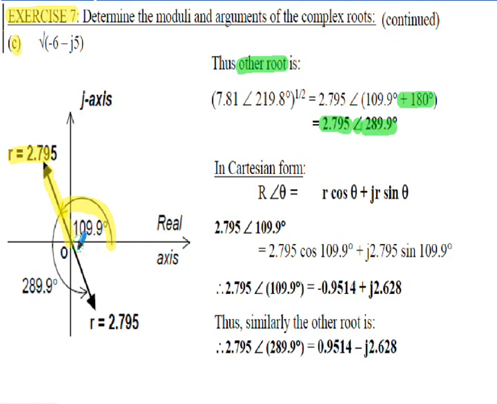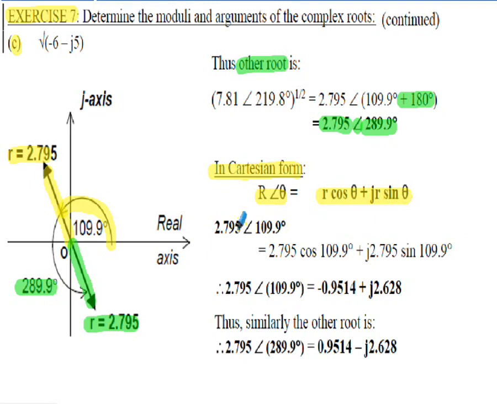On the Argand diagram, this would be the second square root in this particular case. The R is the same as the first, but the angle is 180 degrees further around on the diagram. If we now want to convert from the polar form, the R argument theta form, into Cartesian form, we use the R cos theta plus jR sin theta formula.